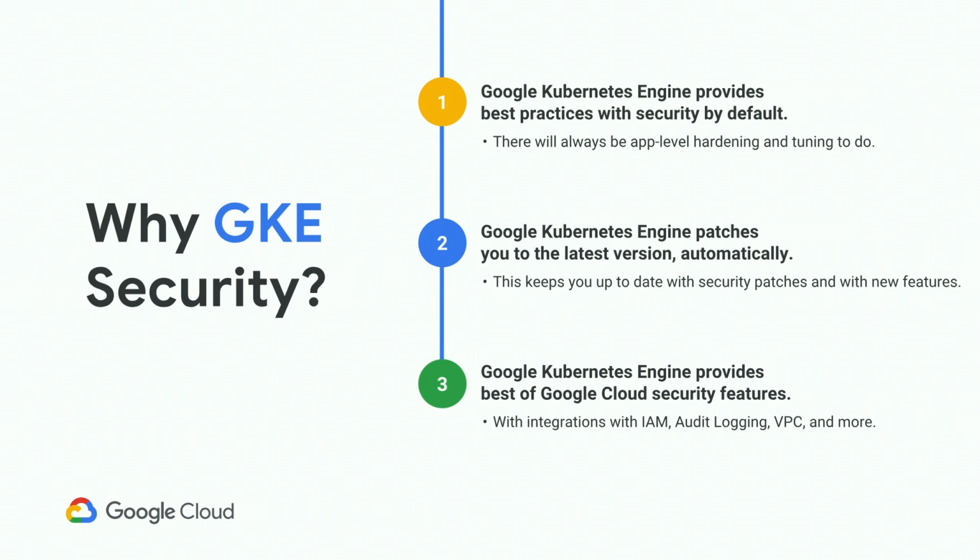The Kubernetes dashboard is disabled. Lots of other security features built in. GKE patches you to the latest version automatically. So the control plane is patched for you by our SRE team. And then nodes you can set to auto upgrade to get patches as well. This keeps you up to date with not only the latest feature releases, including new security features and new networking features, but the latest security patches.